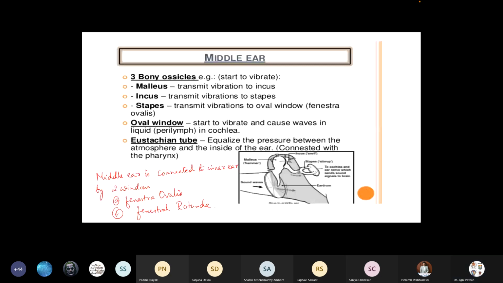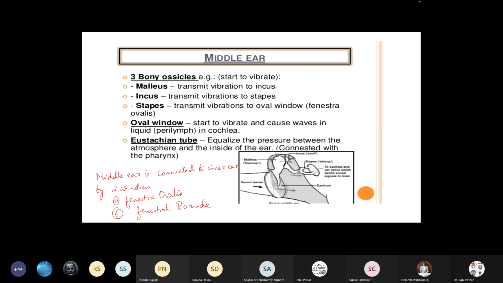Done? Ma'am, 1 minute. Yeah, write down. Ma'am, what is the second window? A rotunda, round shape.